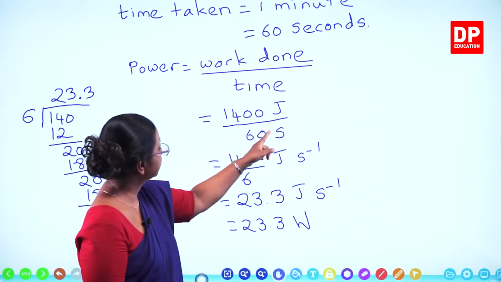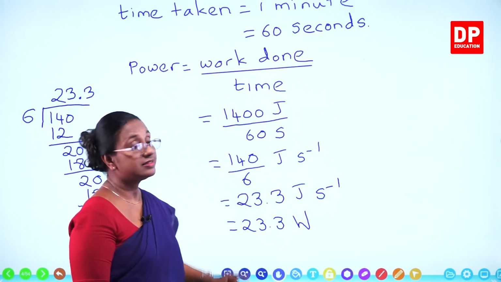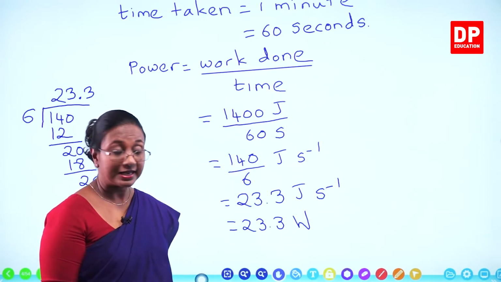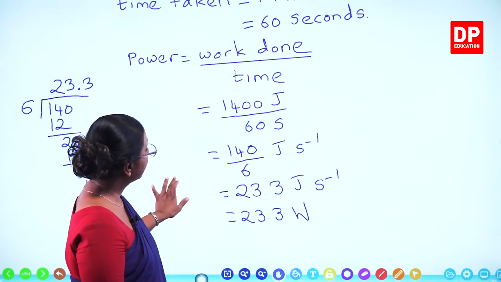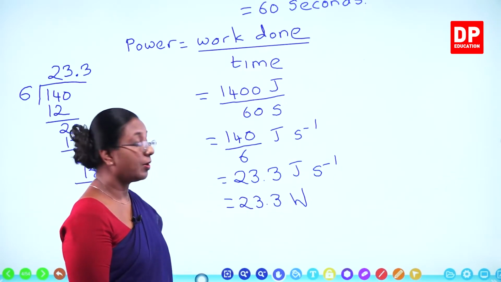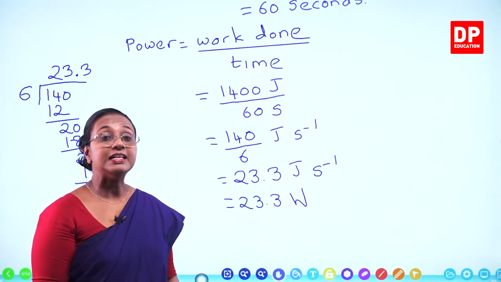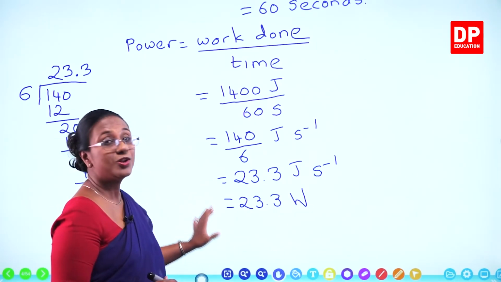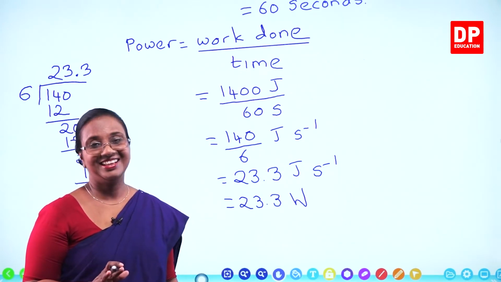So work done is 1400 joules, and since the time is 1 minute, it has to be converted to seconds. So 60 seconds. When you divide 1400 by 60, you get 23.3 watts. That is the power of the child. I am sure you all have also calculated this correctly.